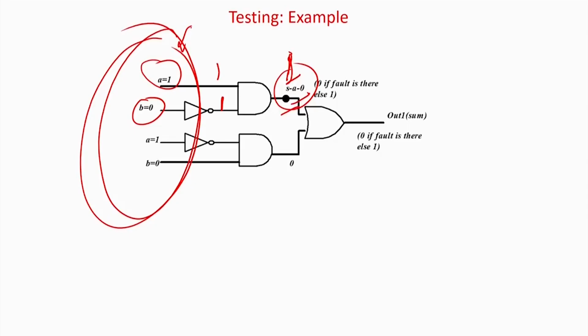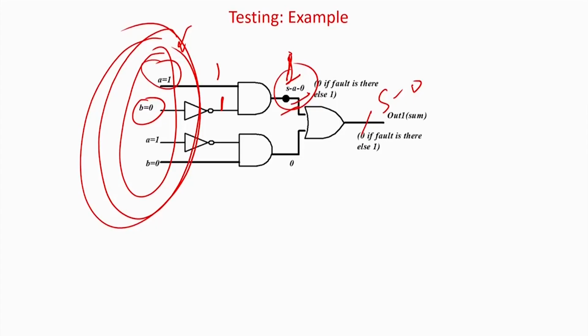Secondly, test patterns should be of good quality. What do you mean by good quality? For example, this pattern can test a stuck-at-0 fault here. You can easily verify that even the stuck-at-0 fault here also can be verified. The same pattern can now also verify a stuck-at fault at the output. So this is a good test pattern, because it can test multiple faults.